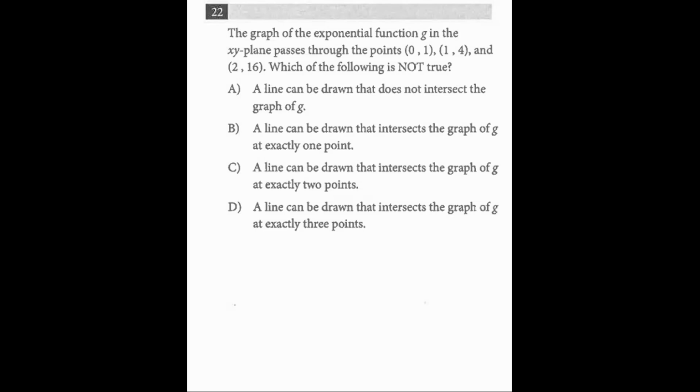Okay, so for question 22, which of the following is not true? Well, this is just an exponential function. A line can be drawn that does not intersect the graph, that would just be like this. 1 point would just be like this. 2 points would be like this, and 3 points is not possible. So the correct answer is D.